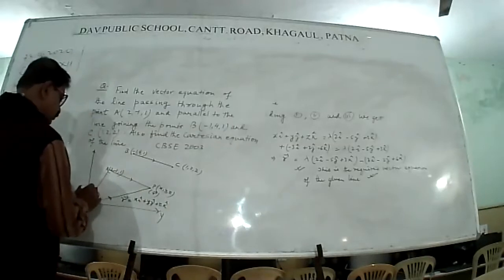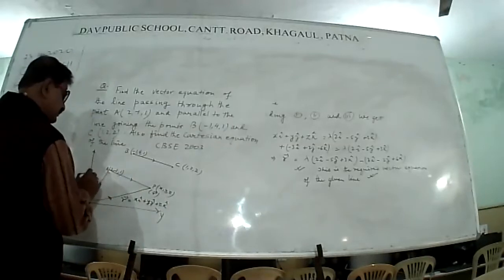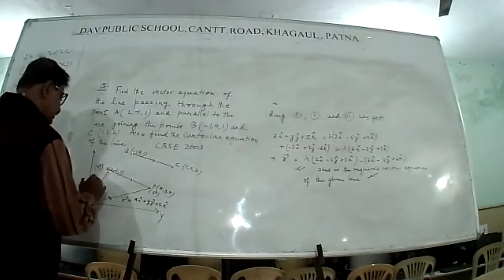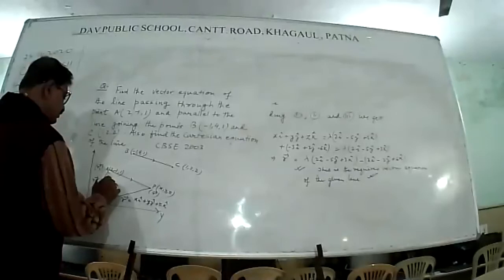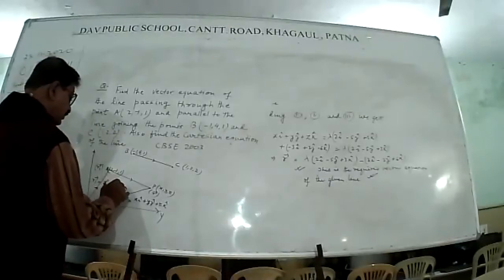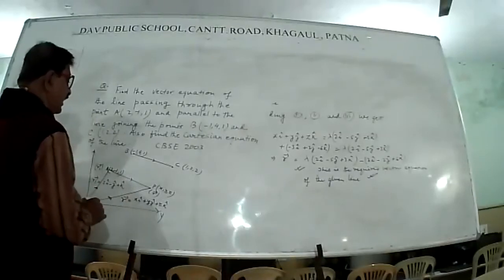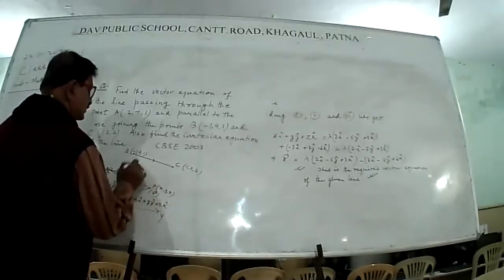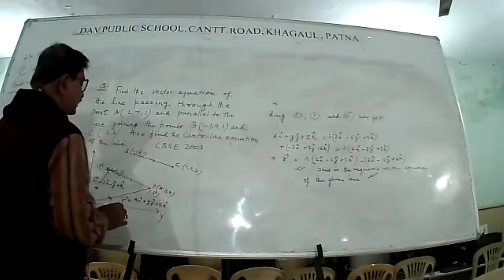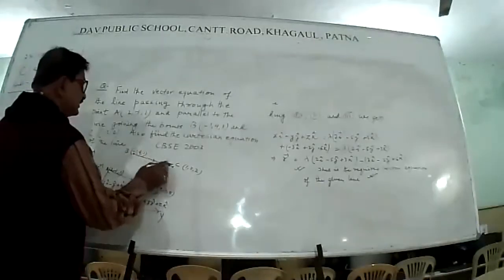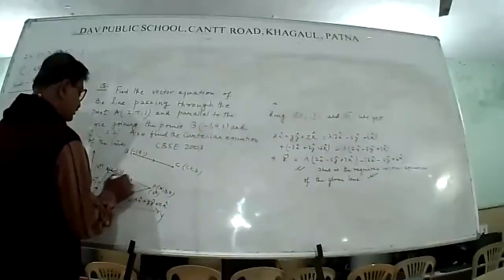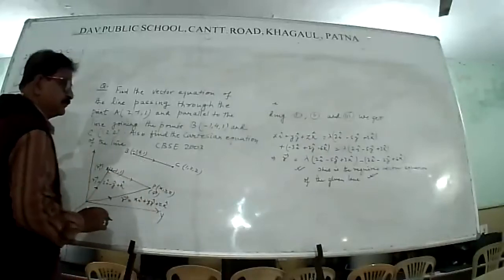Similarly, the position vector of A, let it be r1. So therefore, the r1 vector is equal to 2i unit vector minus j unit vector plus k unit vector. B and C are points. The line joining BC, vector BC, is parallel to vector AP.